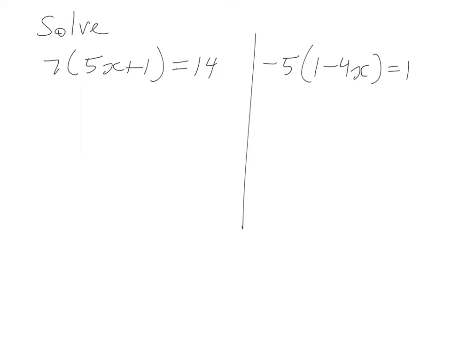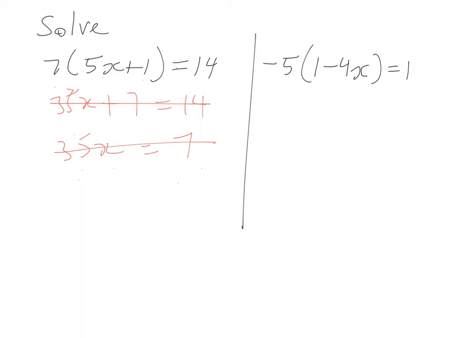So if we were to expand this, we have 7 times 5x, we've got 35x. 7 times 1 is plus 7 equals 14. And then we kind of have to go and do what we've done. So 35x equals 7, divided by 35, I guess. And it becomes a bit of a mess. So we're not going to do any of that stuff.